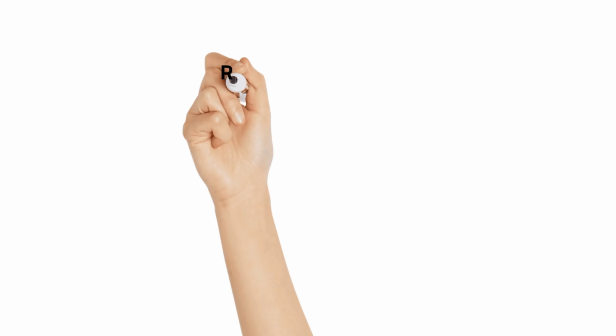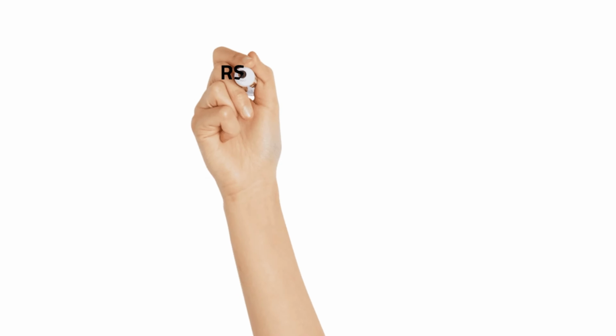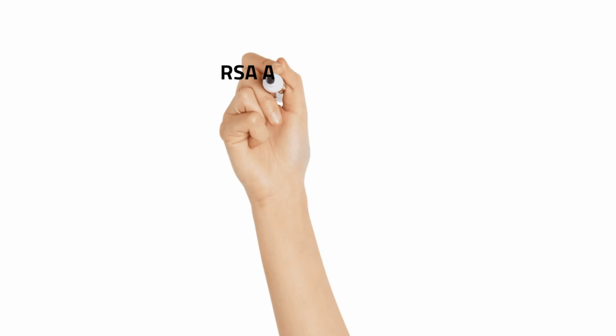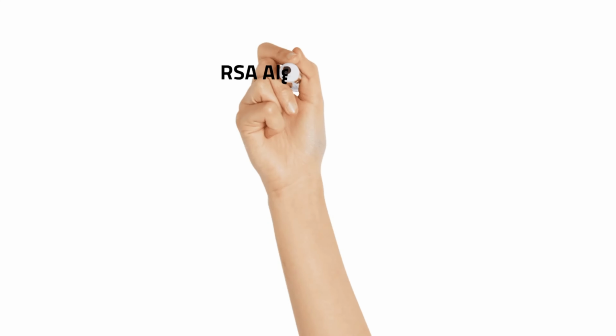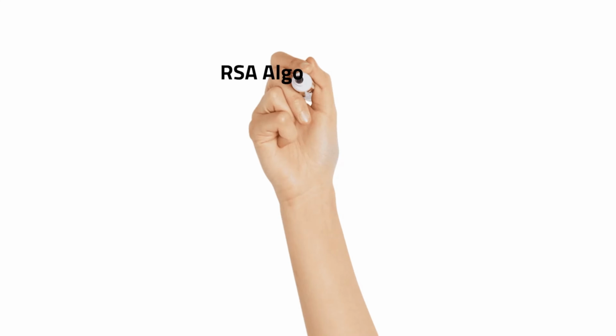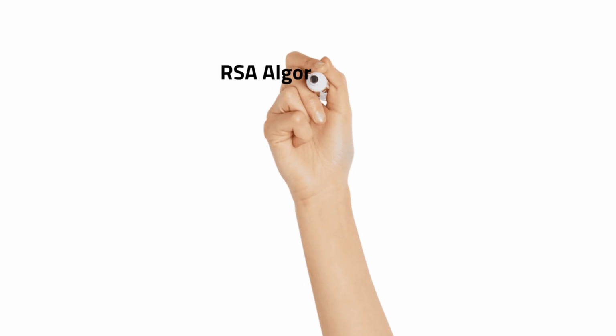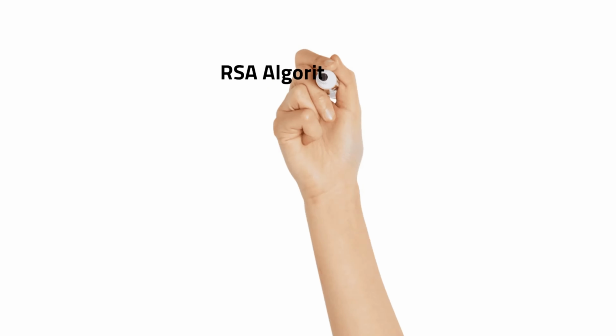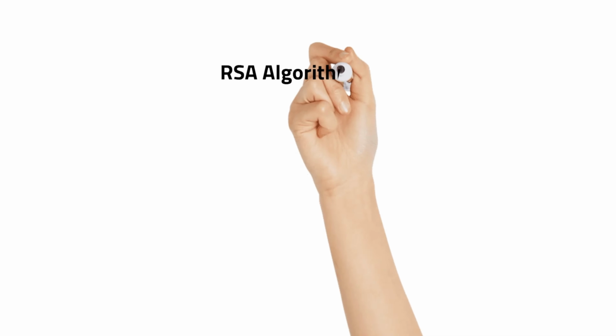Hello everyone. In this video, we are going to talk about the RSA algorithm. RSA is a public key encryption algorithm widely used to protect sensitive information such as financial data, passwords, and personal messages. So, how does RSA work?